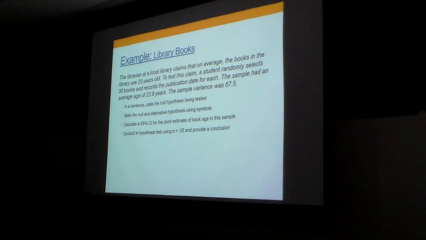So my standard error here is going to be 67.5 over my sample size 30. All right, now I'm going to go through and just do that. Why did I do that? Because I'm working with a variance. This is just a shortcut. So what is my standard error here?